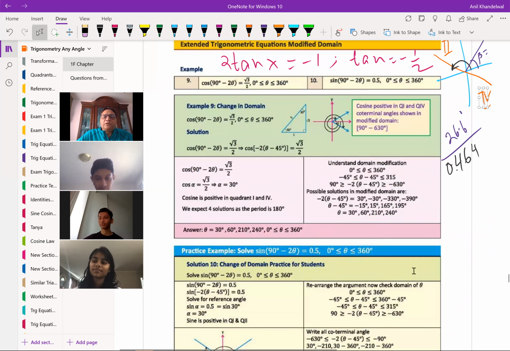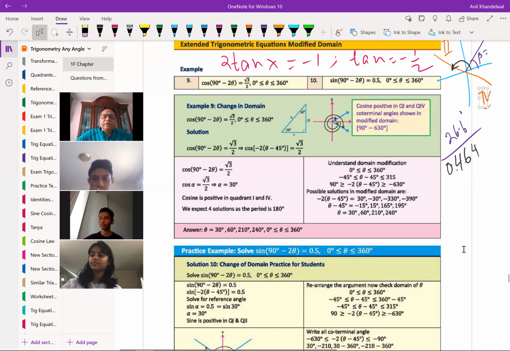Here are some more complicated questions. So just take a picture of this particular page. Now what we have done is we have combined example 7 and 8 to get example 9. We will solve the equation cos of (90 degrees minus 2 theta). I made the 2 theta a component, and it equals square root 3 over 2 within the interval 0 to 360 degrees. How do we solve this? Take this as your homework question.